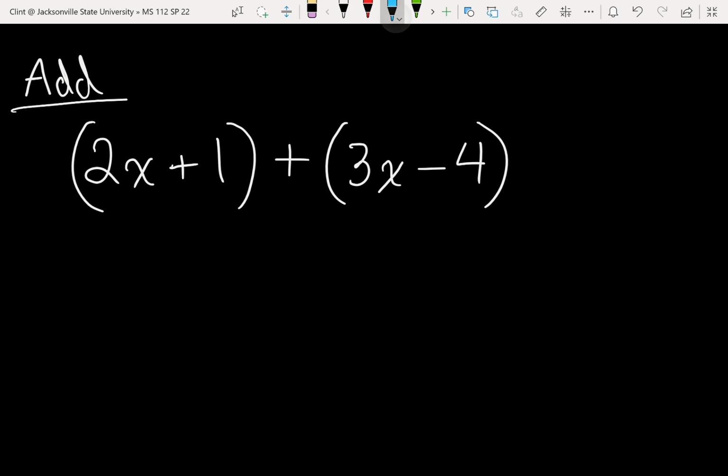So we've got a plus sign between two of these algebraic expressions I want to add. Adding these things is not overly complicated. Really, all adding is just another way of saying we want to combine like terms. What do we mean by like terms?